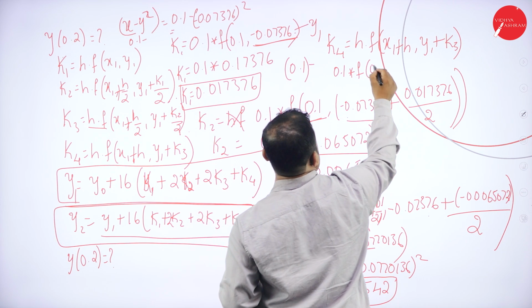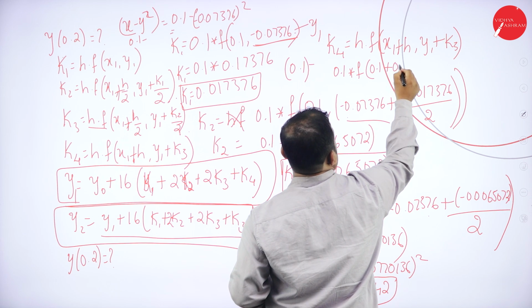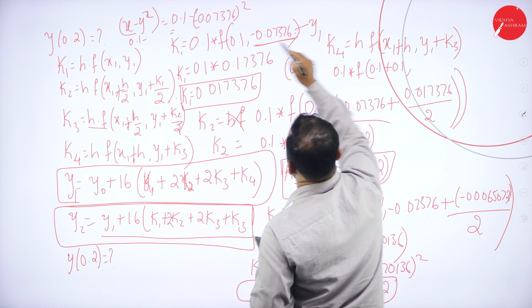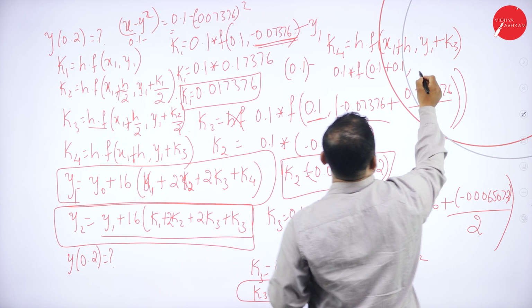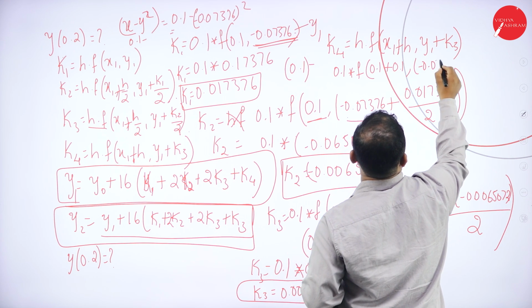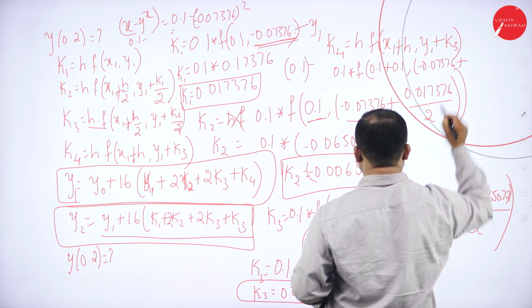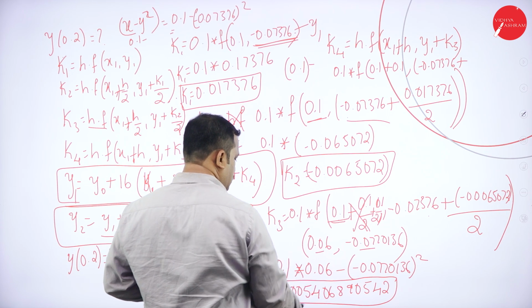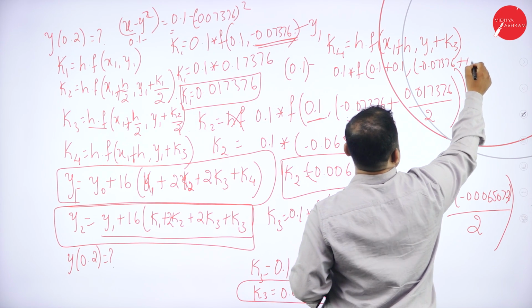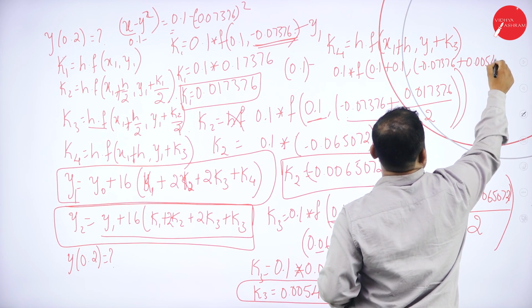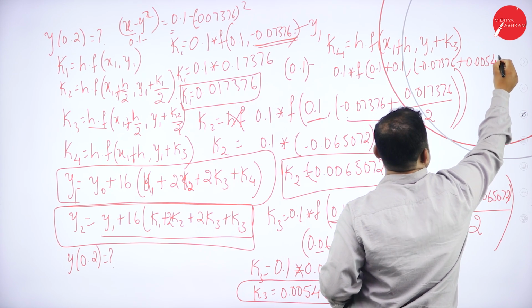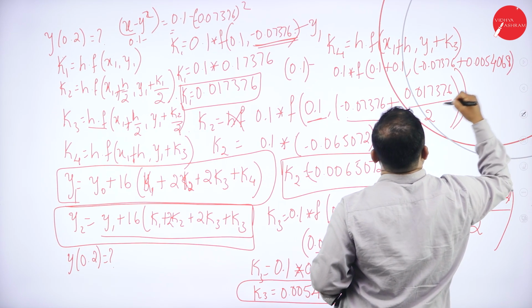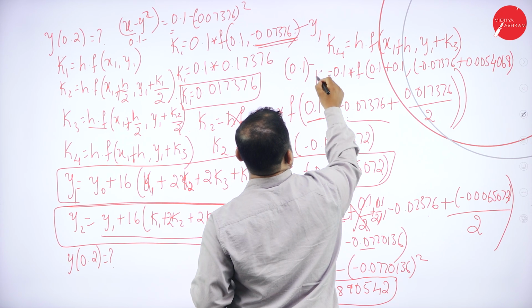x1 is 0.1 plus 0.1, comma, what is the value of y1? That is this term, minus 0.07376 plus K3. What is the value of K3? This term, 0.0054068. If I do this operation, I'll get the value of K4.